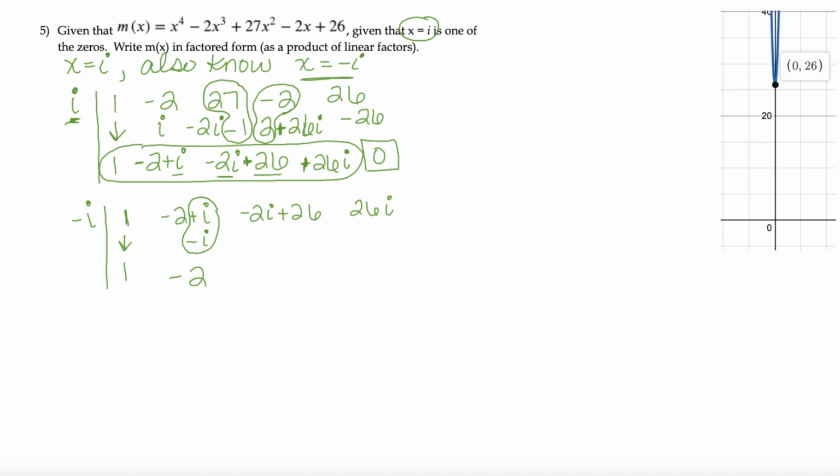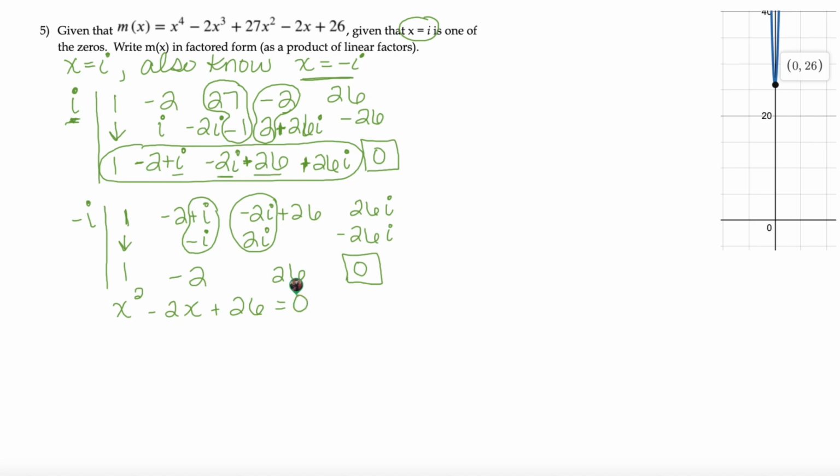Negative i times, so we're multiplying, not adding, we're multiplying. Negative i times negative 2 is positive 2i. Again, when I combine like terms, look how it's clearing itself out. I have positive 26. i times 26 is negative 26i, and we have cleared it up. Our coefficients are now 1x squared minus 2x plus 26 set equal to 0.